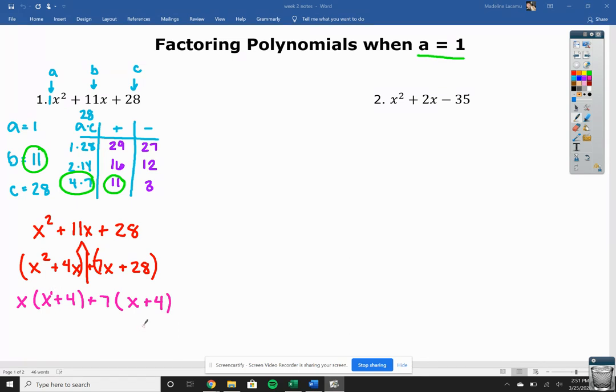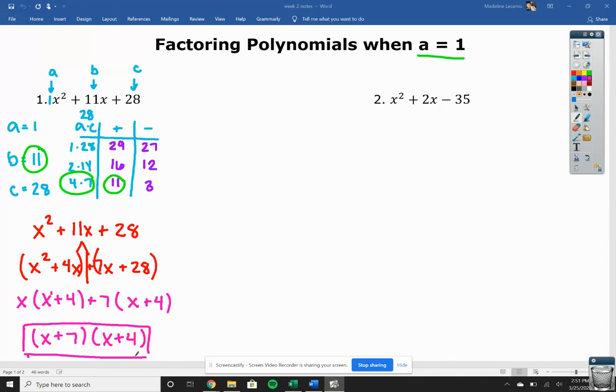So since these two parentheses are the same, that means we did it correctly. And our final answer is going to be this and this. So the two things we factored out, we're going to put together. And then the one that repeats will be the second set. So our answer here is x plus 7 and x plus 4.